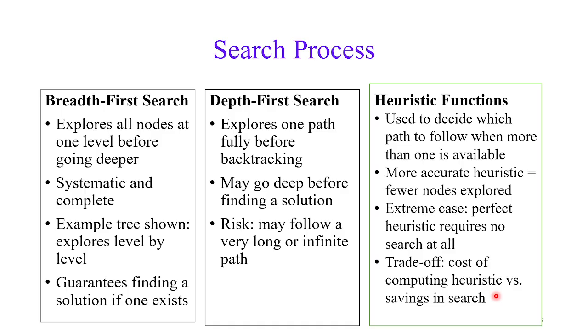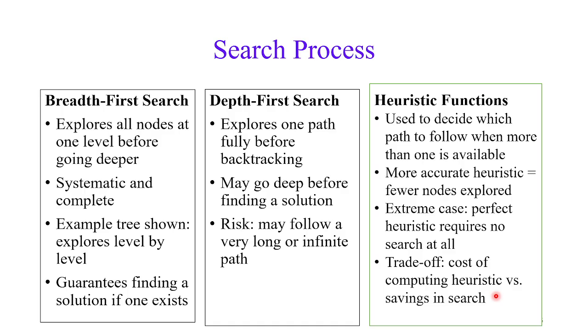So this is a key insight in AI search where A-star algorithms come in. The A-star algorithm is an informed search strategy that uses an evaluation function f(n) = g(n) + h(n), where h(n) is your heuristic and g(n) is your path cost.